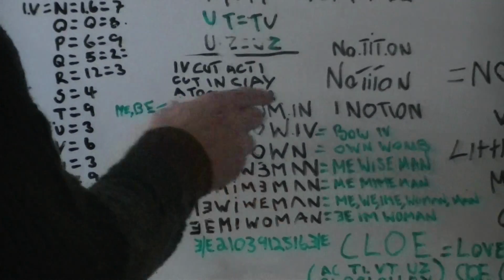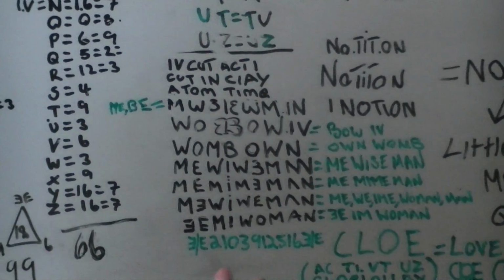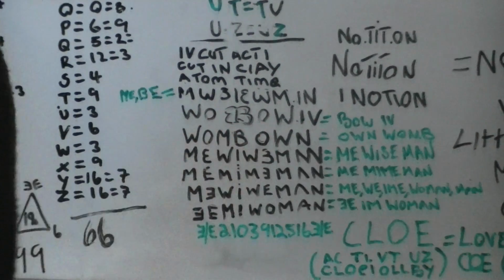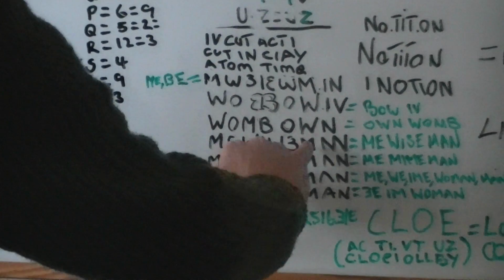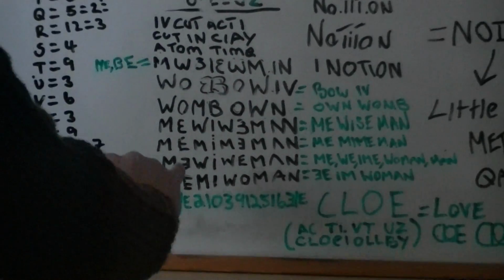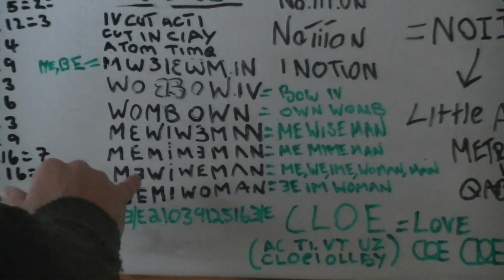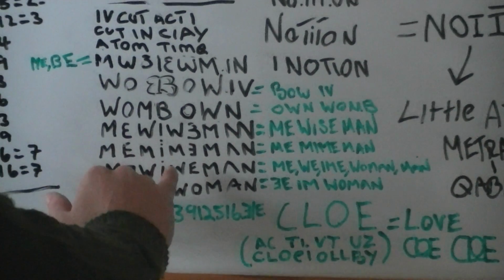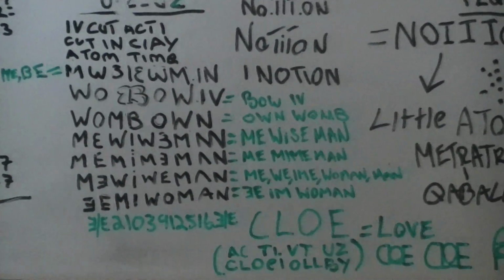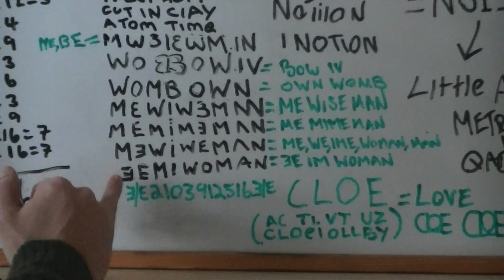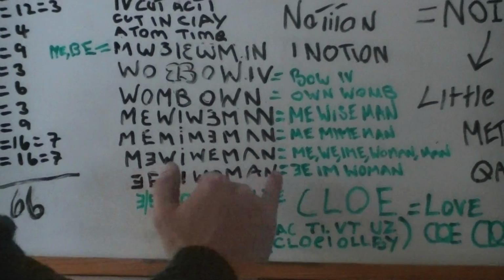In BMW, I probably know where they got their name from now. Reflect it again and you get bow, golden bow, I'm sure you've heard about that. Reflect again, you get womb, own womb. Reflect again, can you see that one? Me, wise man. Reflect again, me, mine man. Reflect again, me, we, I'm, woman, and man. And for the final reflection that I could find on that, it was 3E, which again is our reflection, I'm woman.